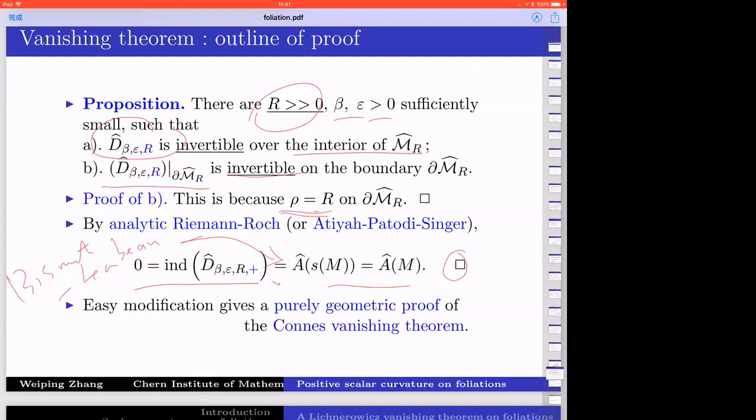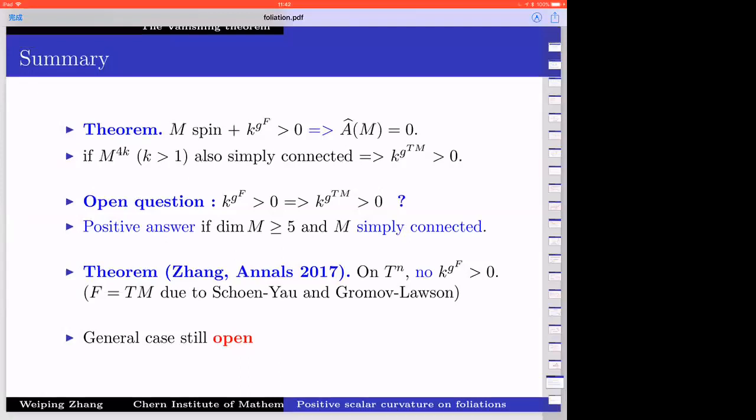And I would want to say that a similar construction also applies to give a purely geometric proof of the cone vanishing theorem, which is our original purpose. So then, on the last slide, I will give a brief summary. What we prove is that a spin manifold with totally leafwise positive scalar curvature would give the vanishing of the A-hat genus. So combined with the famous Stokes theorem, we see that if this is a spin manifold, simply connected, with leafwise positive scalar curvature, then it would imply there exists a positive scalar curvature metric on the total manifold.